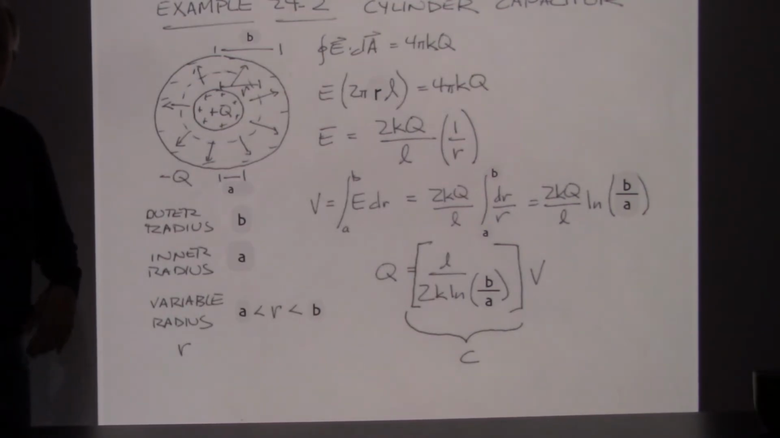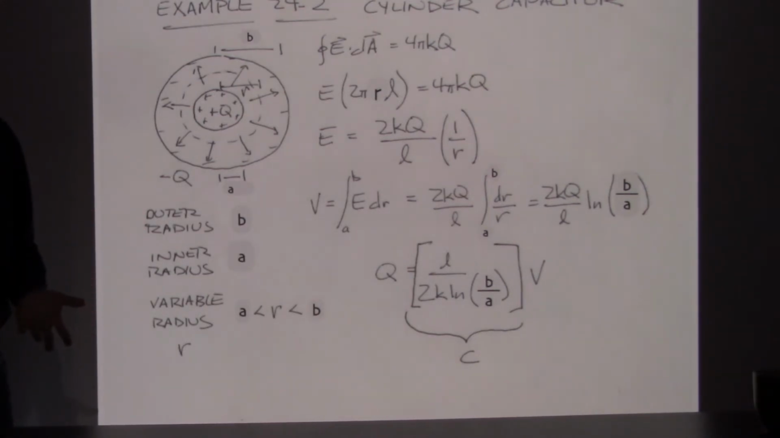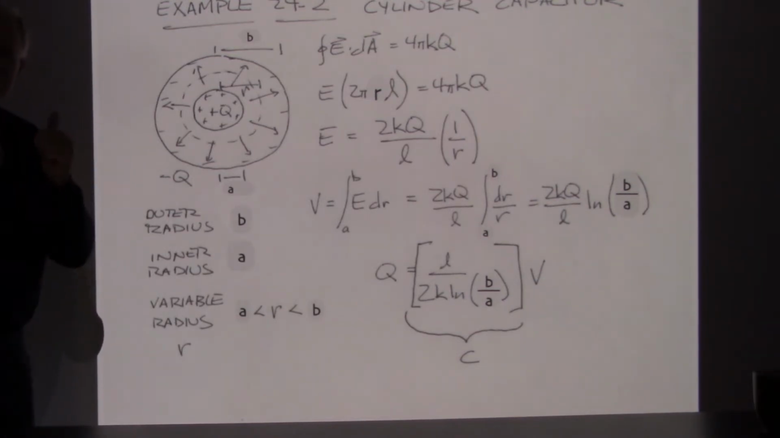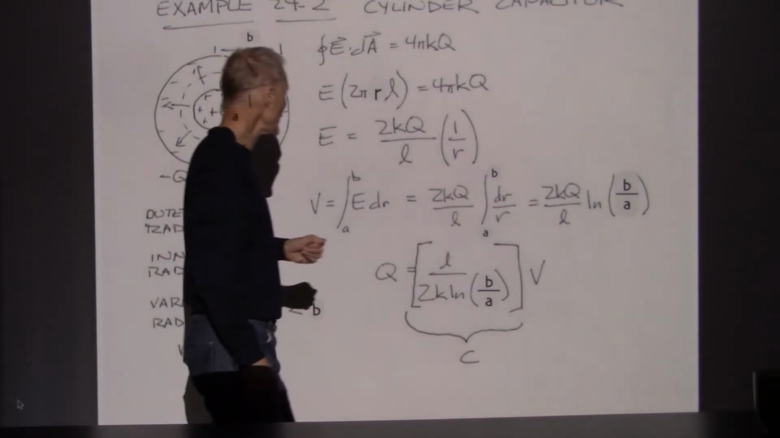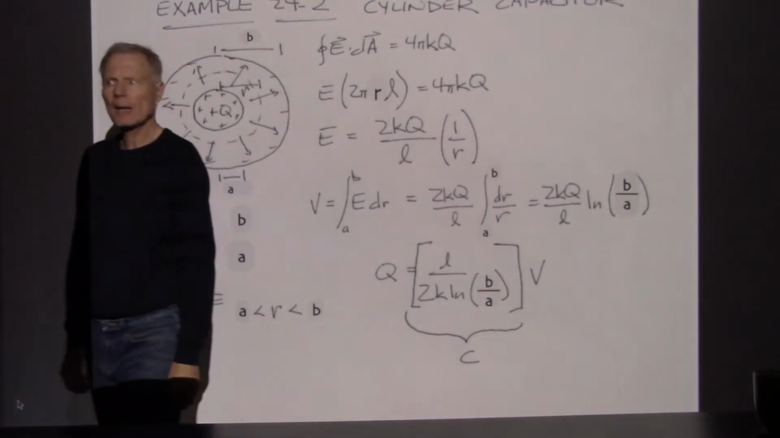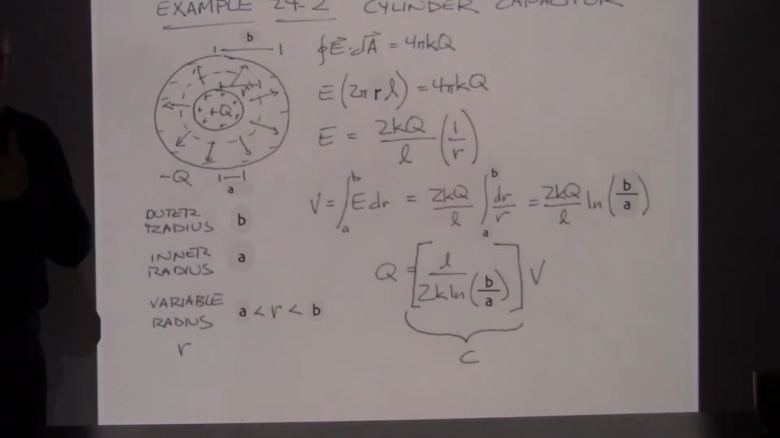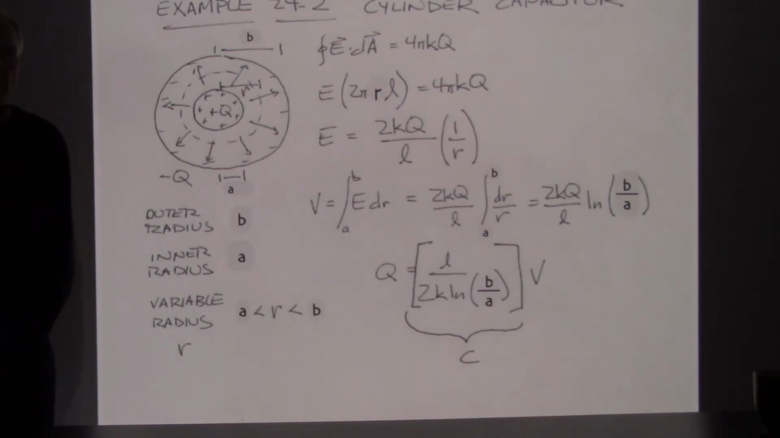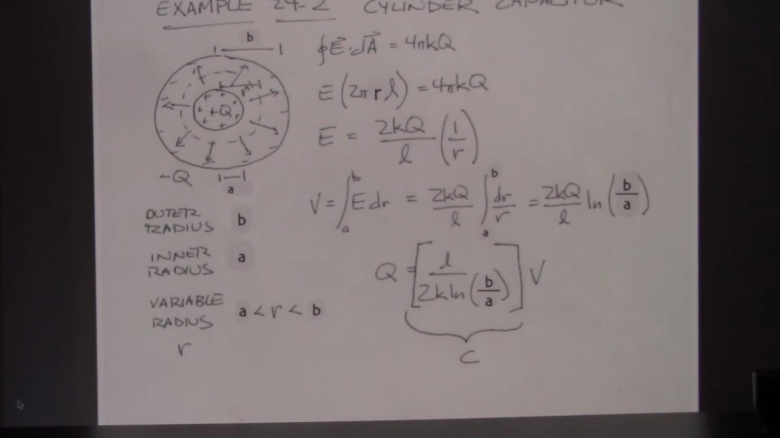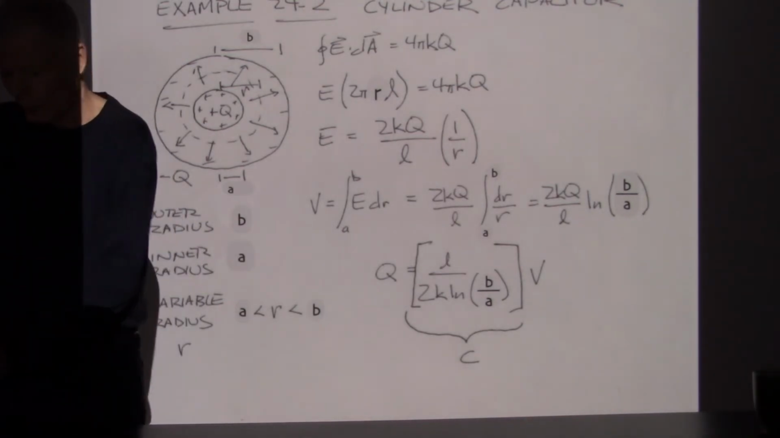So once again, it's going to depend on the shape of the capacitor. In this case, it's a cylinder. And it's going to depend on separation. So the separation between the plates is actually built into that ratio. b over a is a ratio that tells us how close one of the plates is to the other one. All right, so yeah, we can even derive a formula for a cylindrical capacitor.